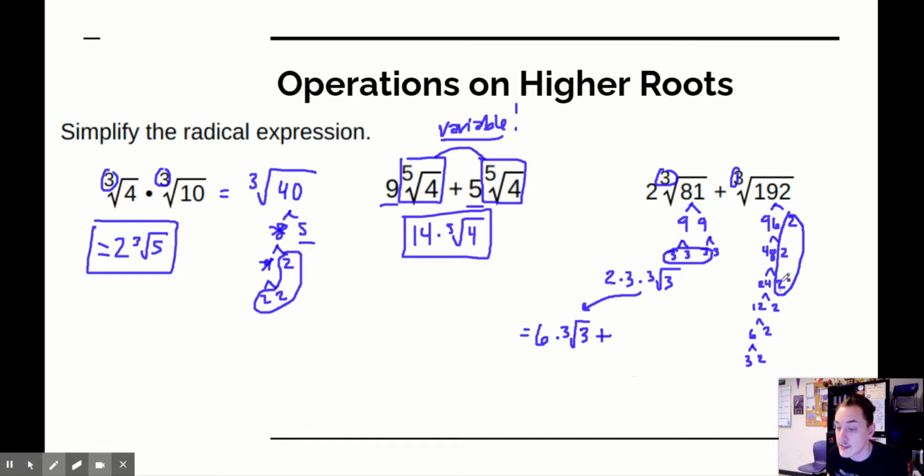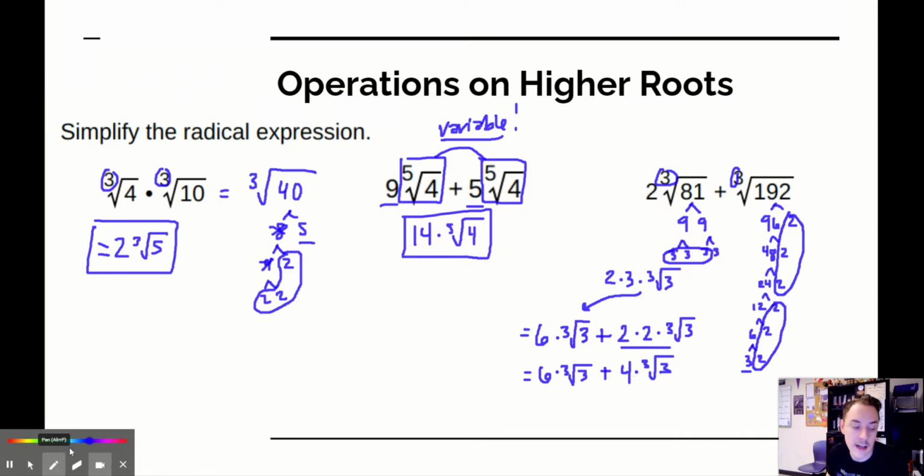Okay, so plus, I circled 3 2's, so that means I have a 2 out here, times, and I'm going to circle another 3 2's, so then I have another 2 out here, and then times what's left over, my cube root of radical 3. So 2 times 2 is 4. So this is what I have so far. Nice and neat work. Now notice right here in red, these are the exact same thing, which means I can treat it like a variable. So now I just have 6 plus 4, which is 10, and then 10 times the cube root of radical 3. That is my final answer.